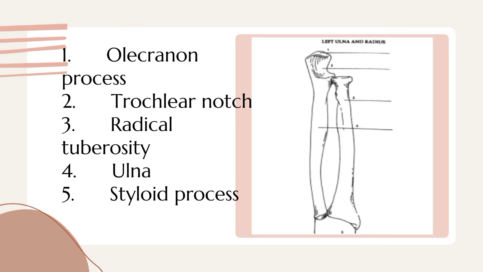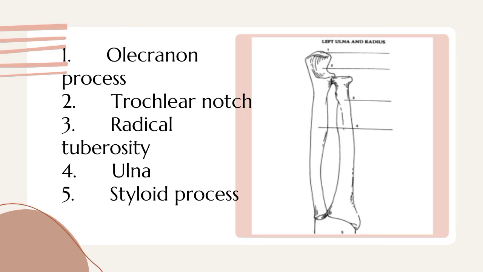The trochlear notch is the deep depression in the proximal end of the ulna by which the ulna articulates with the trochlea of the humerus at the elbow, and it is also the major facilitator of flexion and extension about the elbow. Number three is the radial tuberosity. The radial tuberosity is an oval eminence on the medial side of the radius distal to the neck, where the tendon of the biceps brachii muscle inserts.